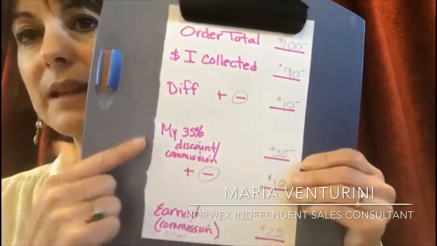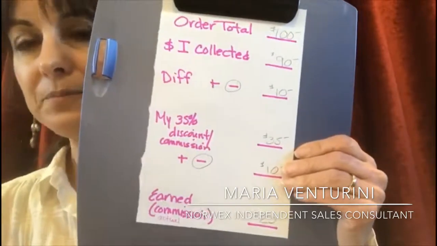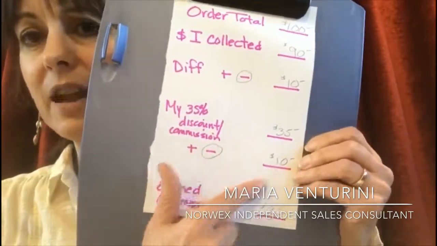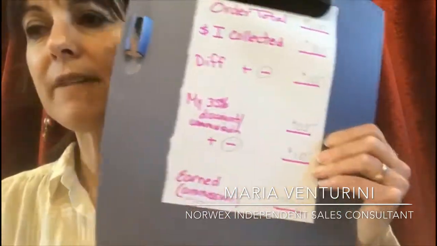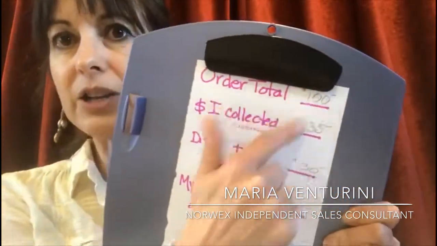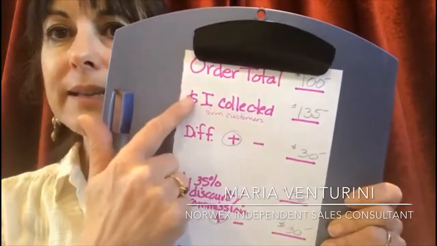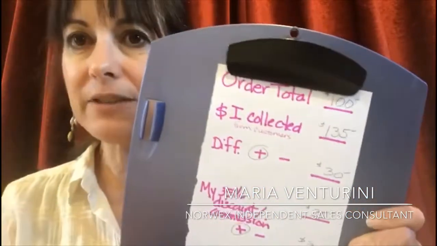So even though Norwex says that my commission should be $35 based on the $100 right there, the difference of $10 means my actual earnings for this party is $25. Well, let's look at it a different way now. For this party, let's say that this one was a catalog party, my order total was $100. I collected, instead of 90, I collected $135.